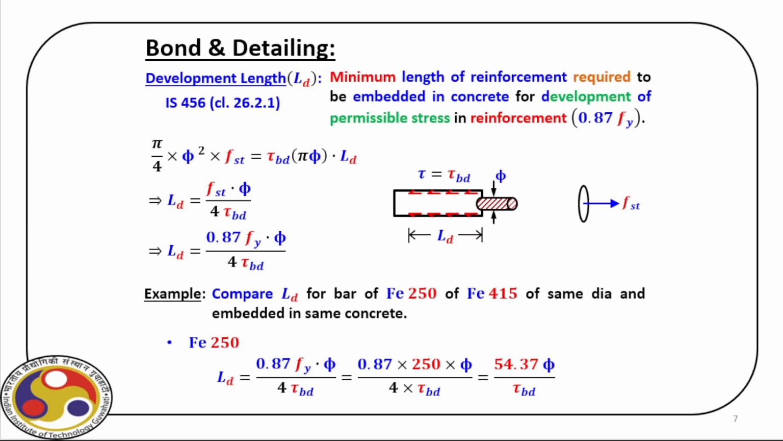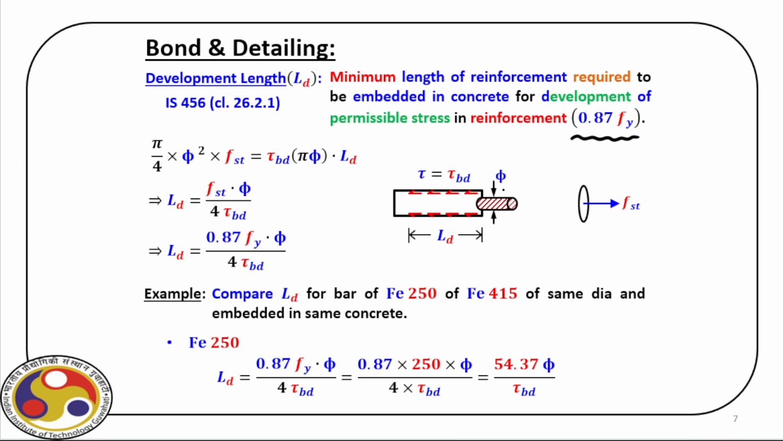Okay. Now for this anchorage, we have a dedicated clause, as you can see here in IS 456, it is 26.2.1. Now for development length, again, let us solve a problem. The minimum length of reinforcement required to be embedded in concrete for development length will have permissible stress as 0.87 Fy.